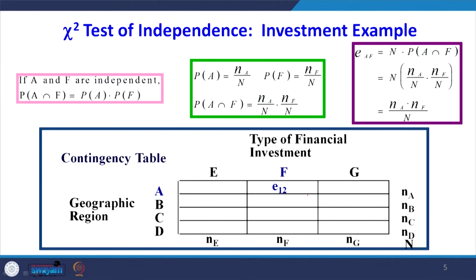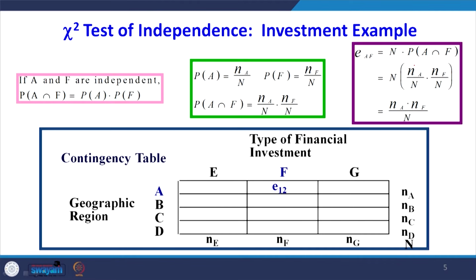Then we will find out what is P of A. P of A is N of A divided by the total N, capital N, that is the sum of all the elements. Then P of F is N of F divided by the total. So when you multiply, P of A intersection F will be N of A divided by N multiplied by N of F divided by N. Now you get this in terms of probability, but if you want it in terms of frequencies, it has to be multiplied by your capital N. So the expected value of AF equals N multiplied by P of A intersection F.